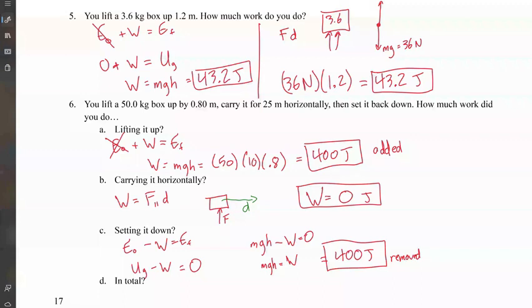In total, the box starts on the ground. If we look at energy initial and energy final for the whole thing, energy initial plus or minus work equals energy final. The box starts on the ground, so that means an energy initial of 0. And the box ends on the ground, not moving, so an energy final of 0. So what must our work be? Work has to be 0 joules total. Total work is 0 because we didn't really change its ending state from its beginning state.